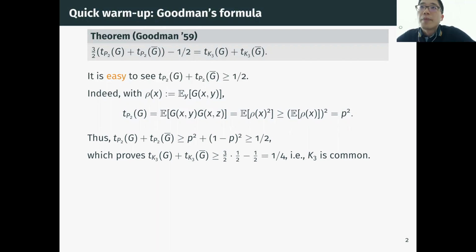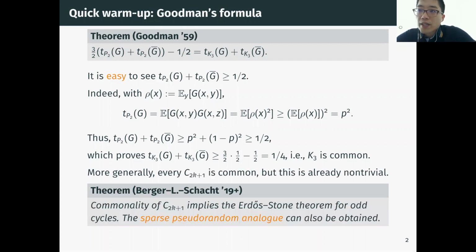And moreover, by Goodman's formula, we can just plug that in here. And that gives a lower bound of a quarter. And hence the triangle is common. Okay, more generally, every odd cycle is common, but this is already quite non-trivial. This is an old theorem by Sidorenko. And this is strong enough to, in particular, imply the Erdős-Stone theorem for odd cycles. So you can basically prove the Erdős-Stone theorem by assuming the commonality of an odd cycle.